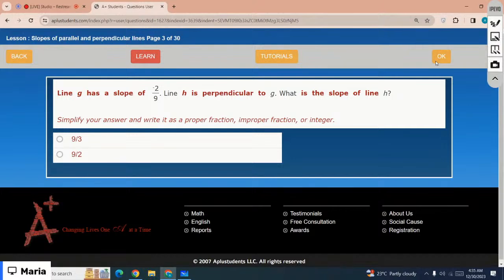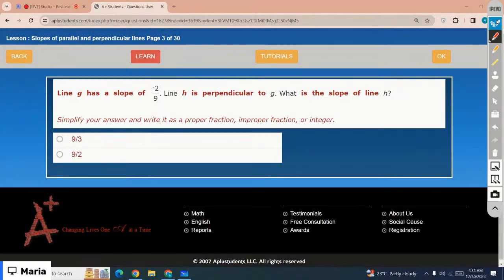Okay, the next one is line G has a slope negative 2 over 9. Line H is perpendicular to line G. What is the slope of line H? If the two lines are perpendicular, their slopes are negative reciprocal, right?